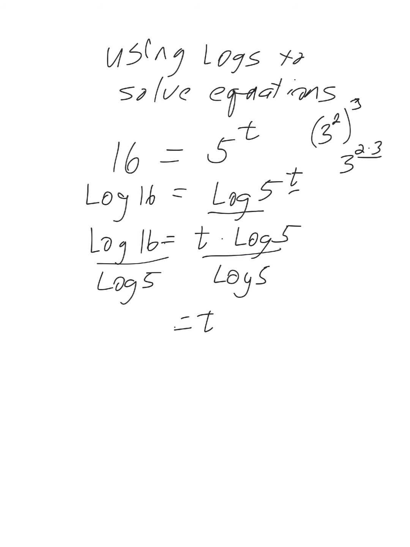So the way you're going to enter it would be, you hit your log button, 16, close your parentheses, divided by log of 5, close your parentheses, and hit equals. And you end up with t being 1.7227, and so on.